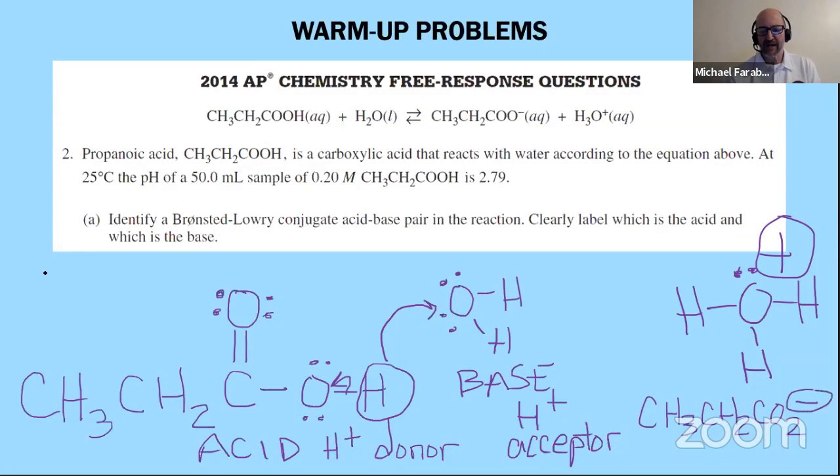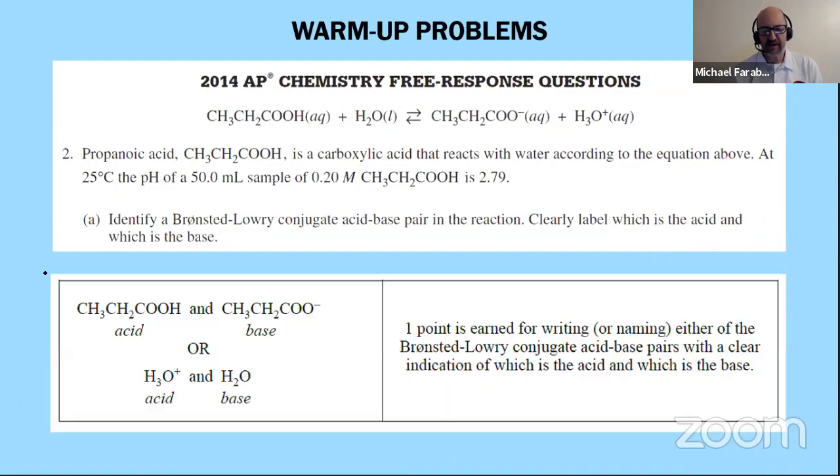So the propanoate ion is considered the conjugate base. I'm just going to put CB here for short. And the hydronium ion in this case is the conjugate acid of water. All right, let's take a look at the official answers from the scoring guidelines for this question. It said identify a Bronsted-Lowry conjugate acid base pair in the reaction. Clearly label which is the acid and which is the base.